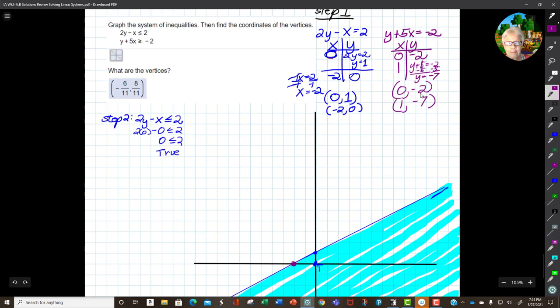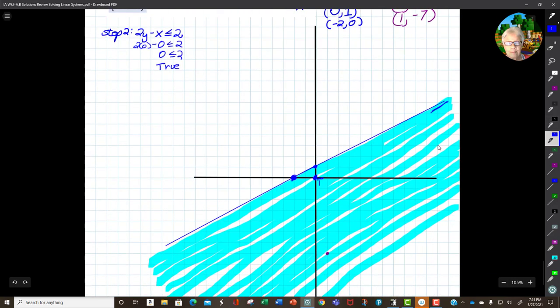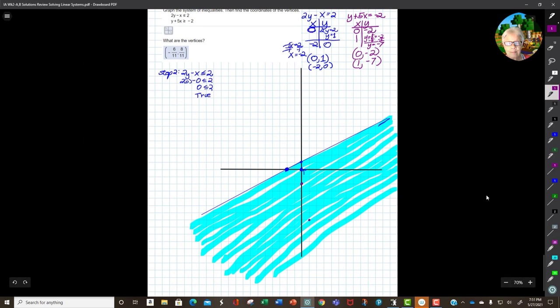Okay. For 0, negative 2, I put it in the wrong place. Heck, let's make that blue again. Shows I'm getting tired. When you get tired, these things happen. 0, negative 2 is here. Also shows it's a really good idea to double check your work. I am far from being perfect, children. What can I say?